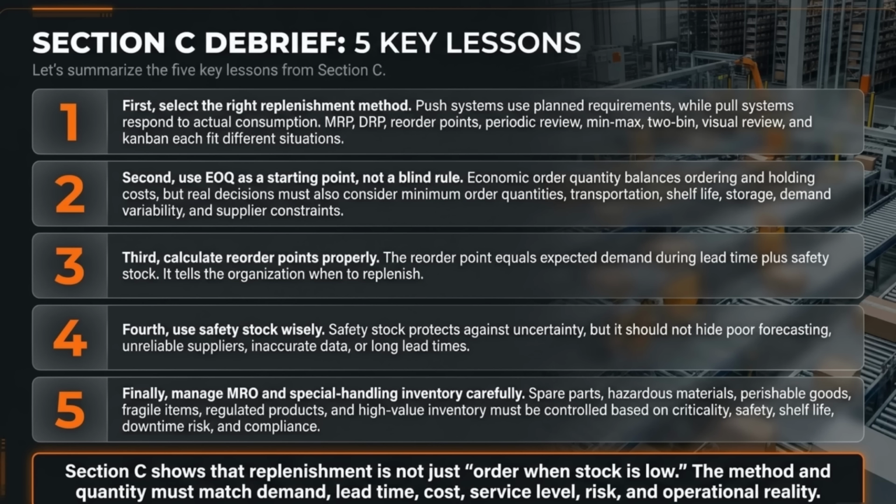Second, use EOQ as a starting point, not a blind rule. Economic order quantity balances ordering and holding costs, but real decisions must also consider minimum order quantities, transportation, shelf life, storage, demand variability, and supplier constraints.